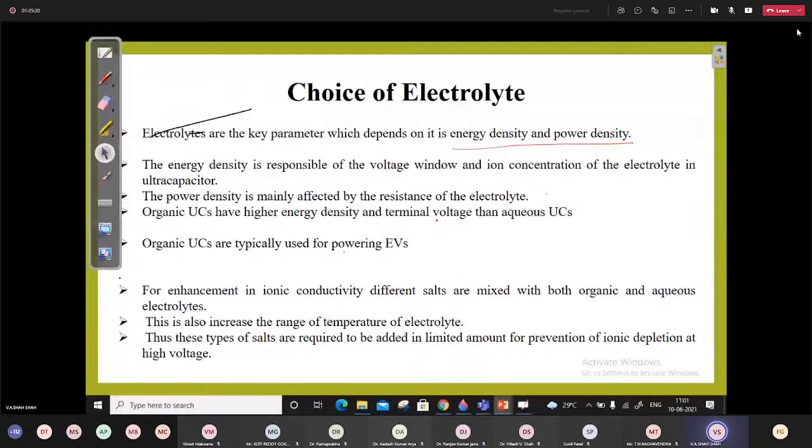This also increases the temperature range of the electrolyte. It means that it will provide more thermal stability. Then the ionic concentration will also increase with this. And as the ionic concentration increases, the power density will increase, and the energy density is again related to the voltage window. Thus, this type of salt needs to be added in limited amounts to prevent ionic depletion at high voltage.